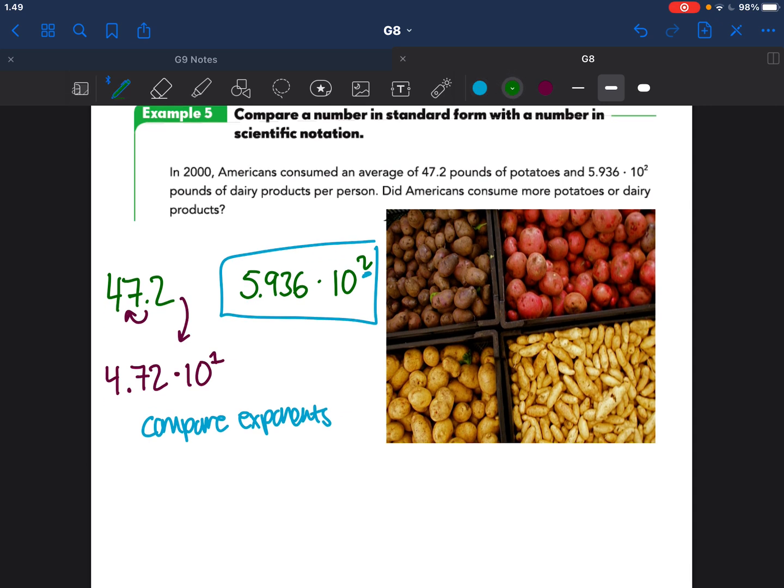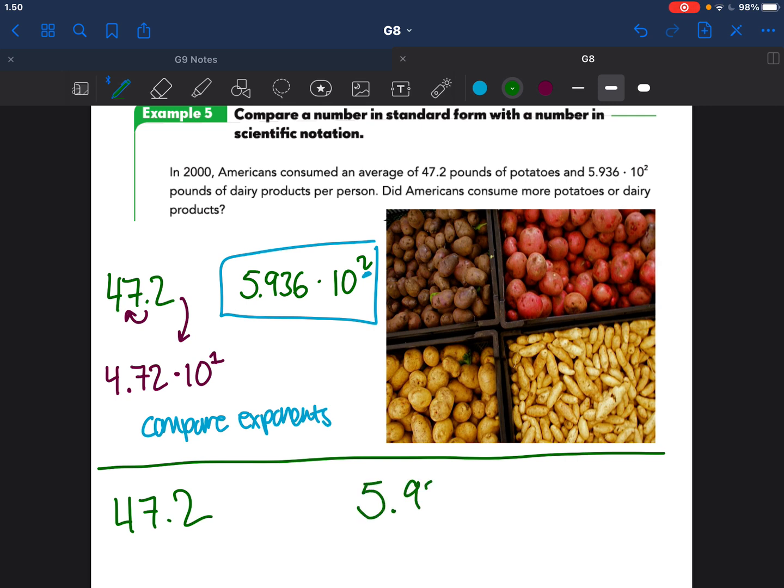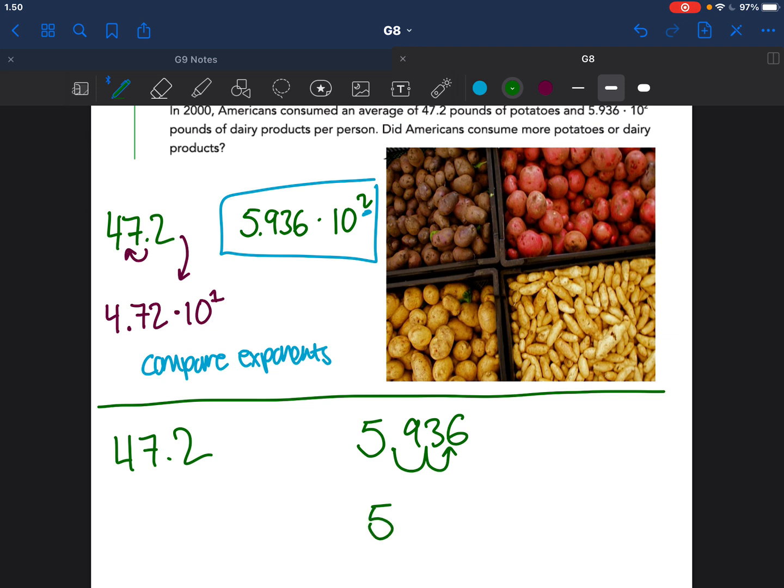And let me prove that to you by turning these numbers into standard form. So 5.936 times 100, you are moving the decimal twice to the right. So that becomes 593.6, and there you go, this still wins.